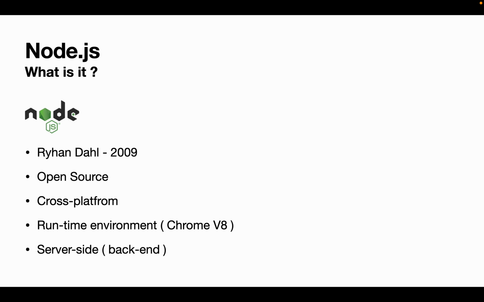What is Node.js? Node.js was invented by Ryan Dahl in 2009. It's an open source, cross-platform runtime environment built on Chrome's V8 JavaScript engine for developing server-side and networking applications.